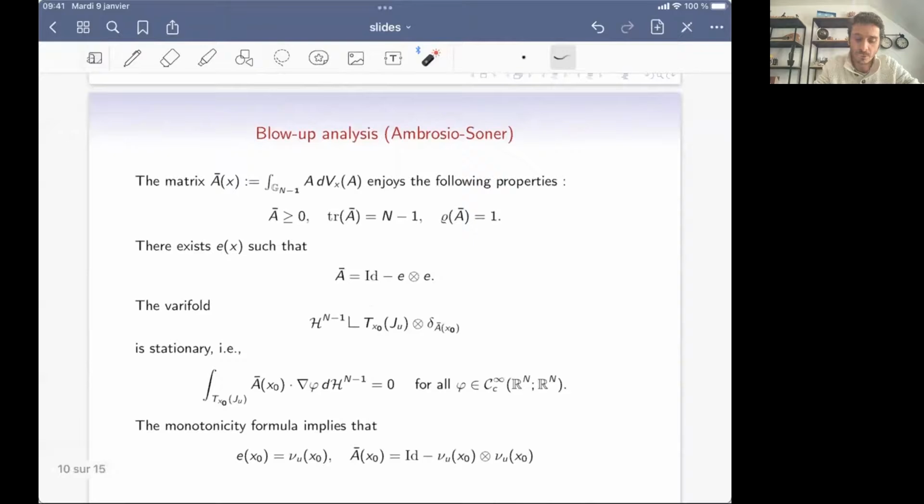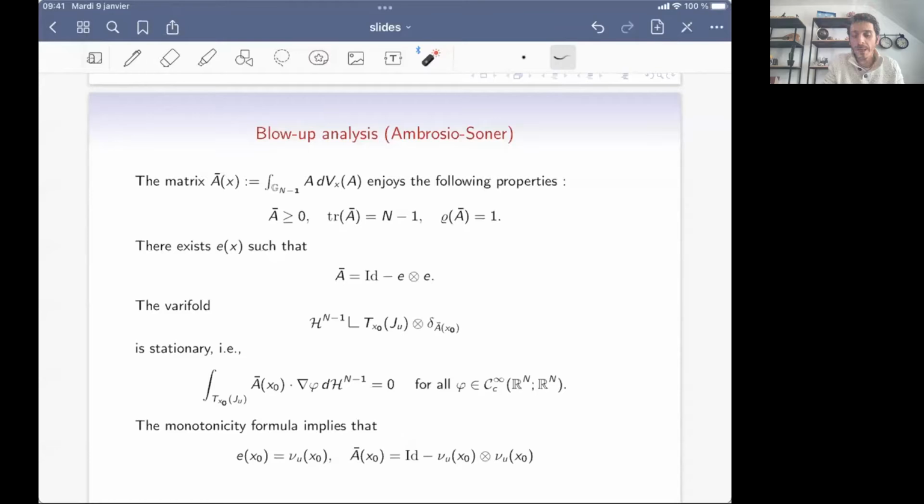This matrix A bar of X, we can quite easily prove that it is a non-negative matrix. Its trace is equal to n minus one, where n is the dimension, and its spectral radius is one. If you think in dimension two, to simplify, when you have a non-negative matrix whose trace is equal to one and whose highest eigenvalue is one, you have no choice. You have two eigenvalues, which are zero and one. So it is necessarily a matrix of this form.